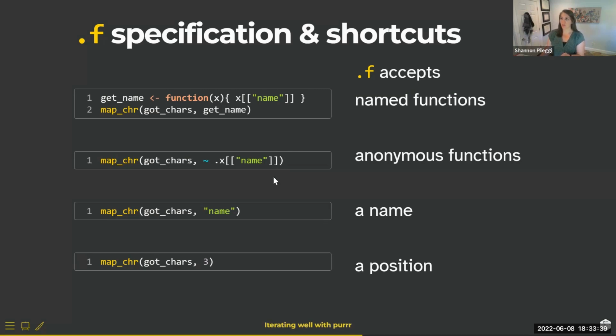But you should also know that there's a shortcut just to get that named element out. And that is you just write the name of the element in quotes. And that is also going to return all of the names of the Game of Thrones characters. And you can do that by position as well. So the name element of that list is in the third position. So all four of these syntaxes, four different specifications of your function, return the exact same result.